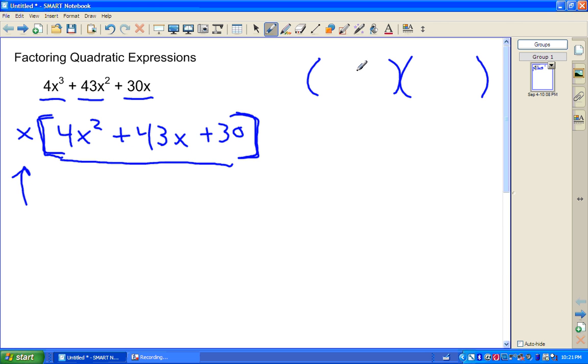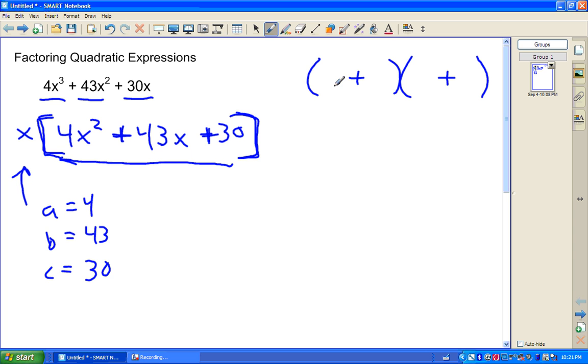Plus and plus makes the signs relatively easy. Don't have to think about multiplying. Everything's positive. This is positive. Okay, b is positive. All right, and now I've got an a of 4. My a is 4. My b is 43. And my c is 30.